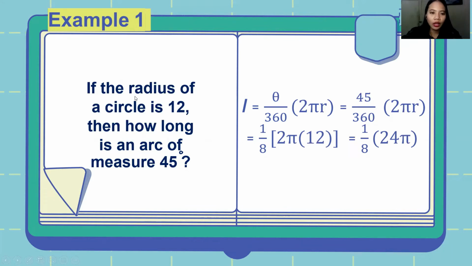Since we are finding the length of our arc, 45 over 360 degrees is 1/8. So times 2 pi, and our radius is 12. It is equal to 1/8 times 24 pi. Now we already have the length of our arc, which is 3 pi. And now let us proceed to example 2.